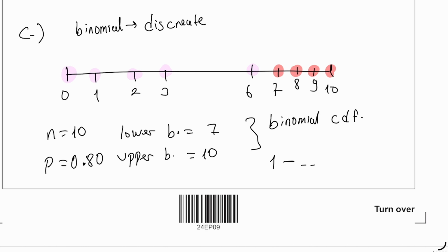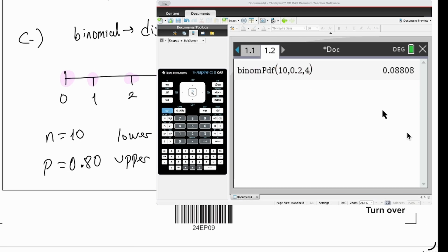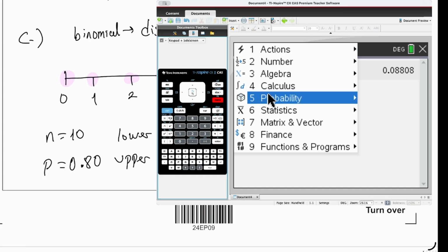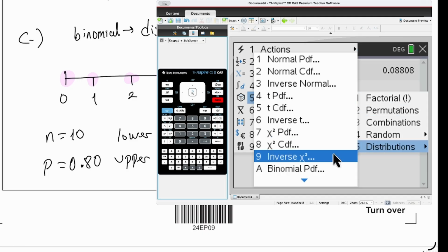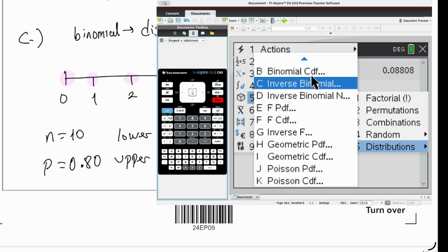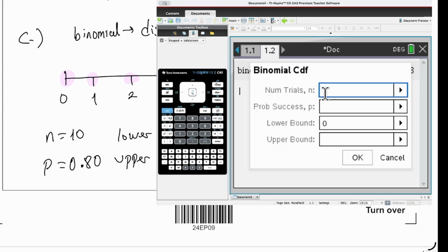Okay, let's do it. Let's bring our calculator. Menu, probability, distributions, binomial CDF is down here. 10 trials, probability of success 0.80, lower bound 7, upper bound 10, because we have at most 10 people, right?